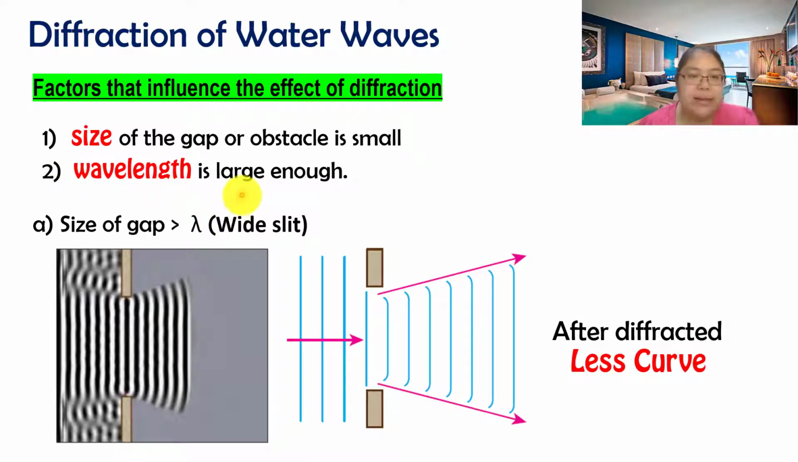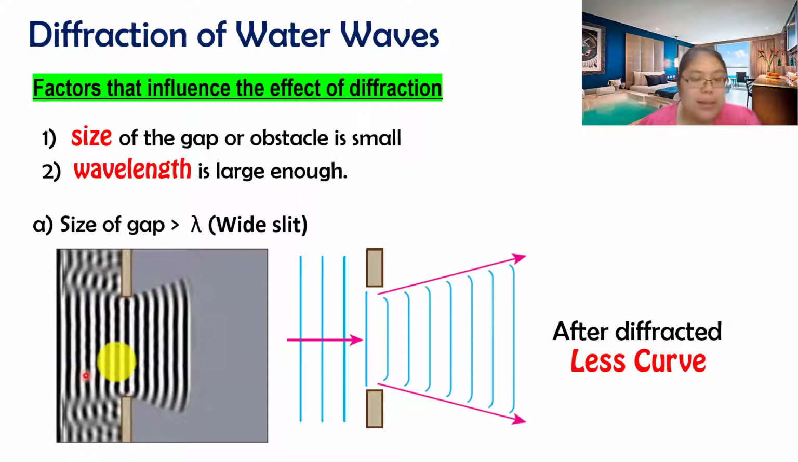Now another one should be the wavelength. If the wavelength is large enough, diffraction is better. Okay, we see the situation. We go through the gap first, the opening. If the opening is bigger than lambda, which means wider, the opening is too wide.